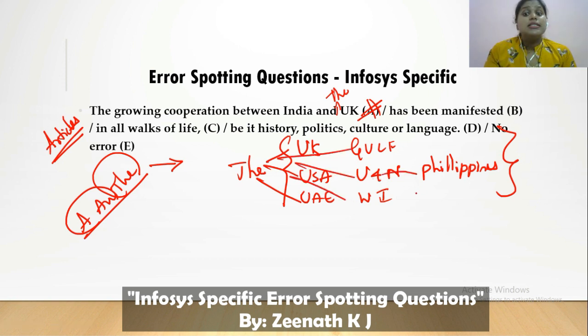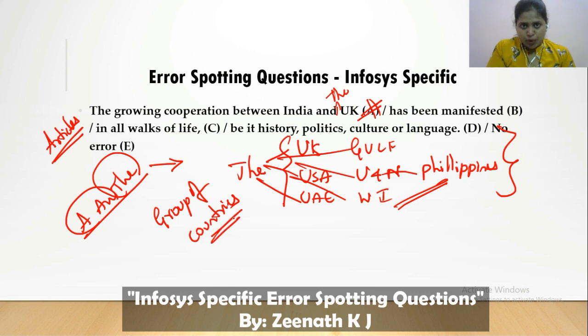Why? Because these countries are not single countries like India, Pakistan, Sri Lanka or Bangladesh or Nepal. No, these are groups of countries. As they are groups of countries, you should always call them the UK, the USA, the UAE, the Gulf, the Andaman and Nicobar Islands, the West Indies, the Philippines. That's how the rule is all about. Point to be noted, apart from these countries, we never tend to use the definite article the with any other country.